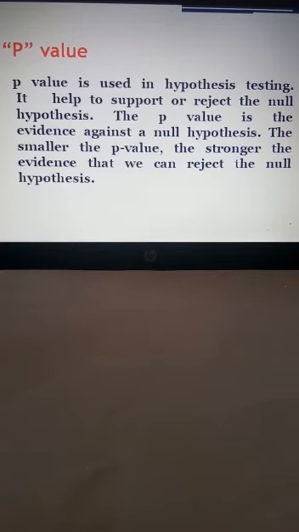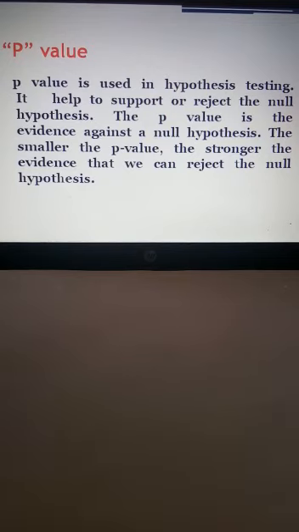So the next term is the p-value. P-value means probability value, which is used in hypothesis testing. It helps to support or reject the null hypothesis. So actually the p-value acts as the evidence against the null hypothesis.